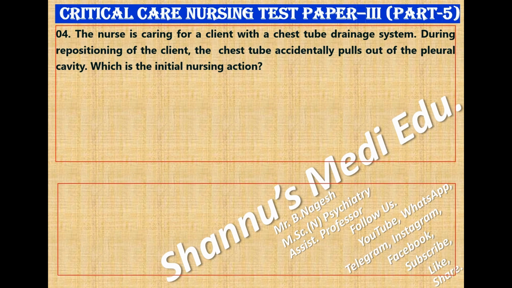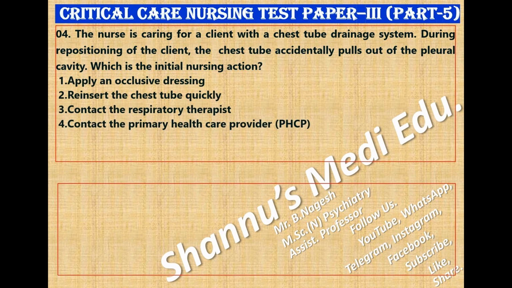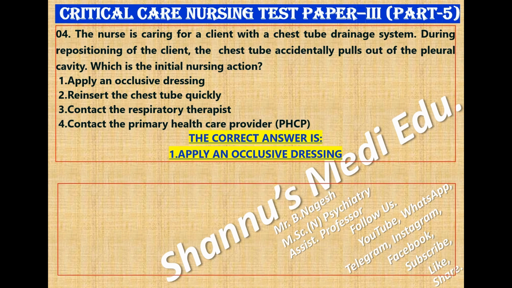Question number 4. The nurse is caring for a client with a chest tube drainage system. During repositioning of the client, the chest tube is accidentally pulled out of the pleural cavity. Which initial nursing action should be taken? Option 1 is apply an occlusive dressing, option 2 is reinsert the chest tube quickly, option 3 is contact the respiratory therapist, and option 4 is contact the primary healthcare provider. The correct answer is apply the occlusive dressing.